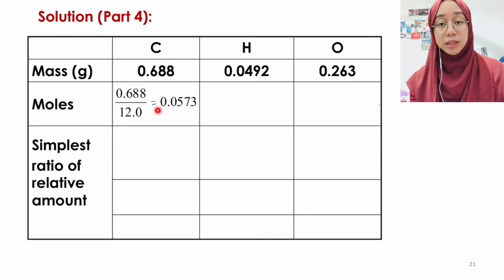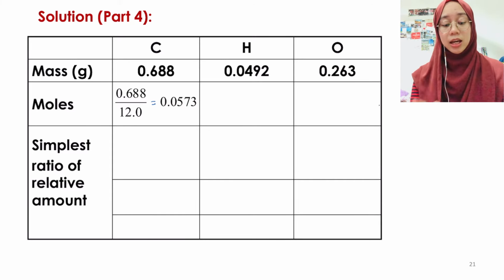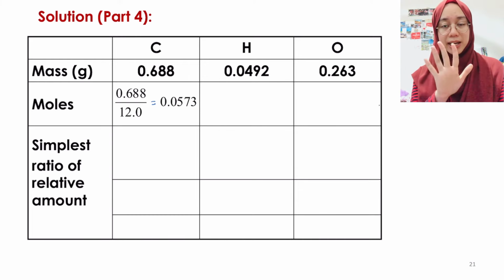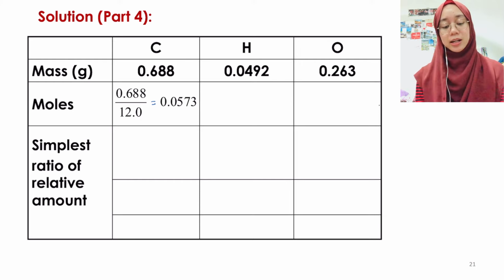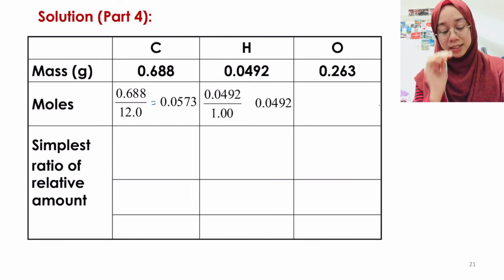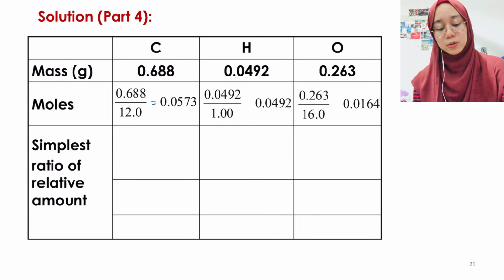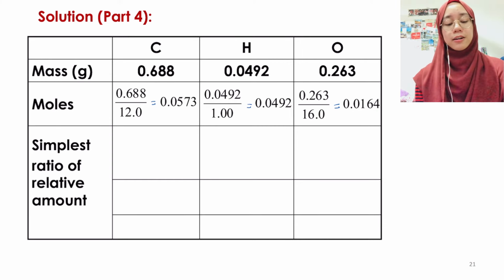As you can see here, Miss guna 4 decimal places. Okay, kalau kamu nak guna 5 pun boleh kat sini. Kadang-kadang Miss guna 5 because dia 0.0. So Miss kadang-kadang Miss akan pakai 5. Depends lah dekat calculator macam mana. Okay, and then this one. Okay, so kamu akan dapatlah value untuk mole for each particular elements.